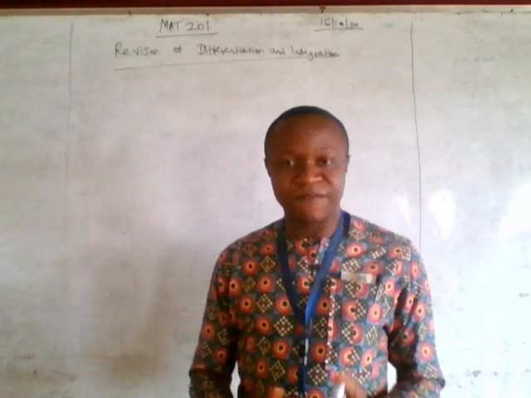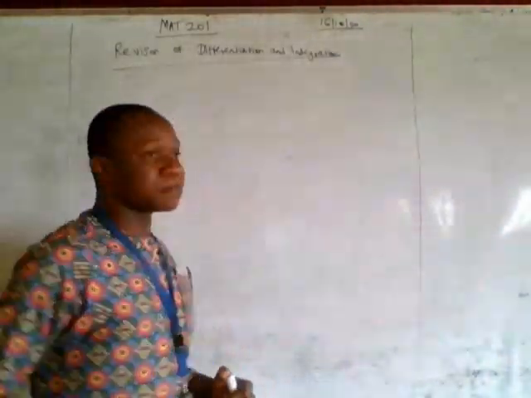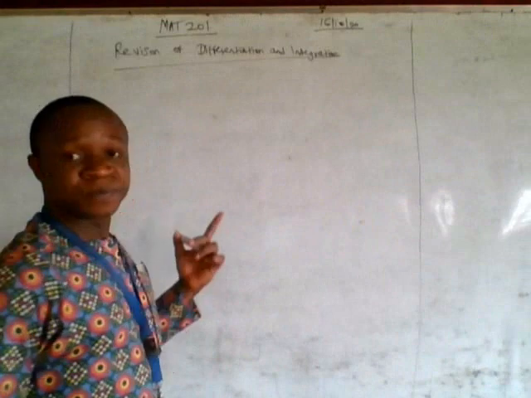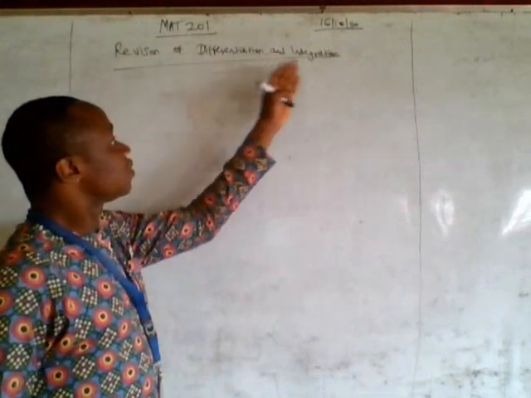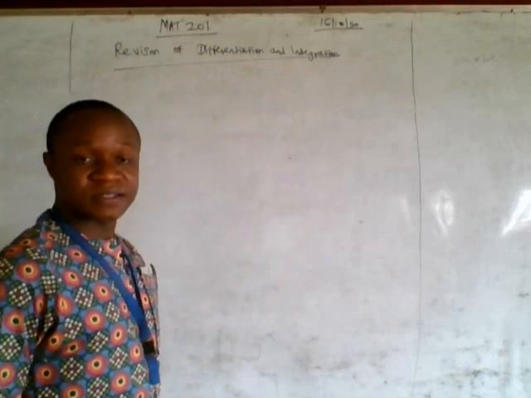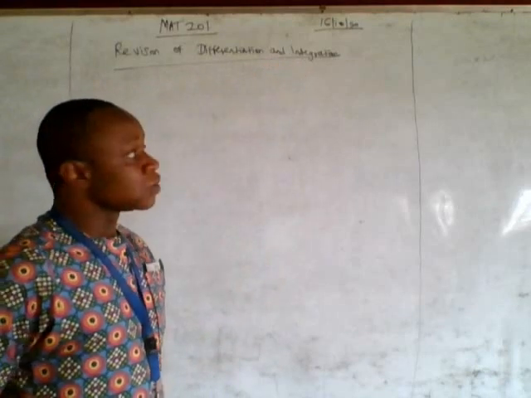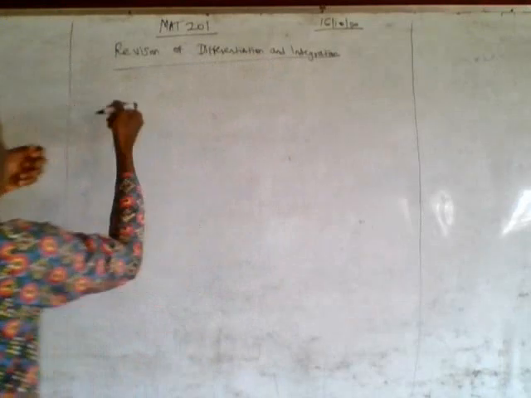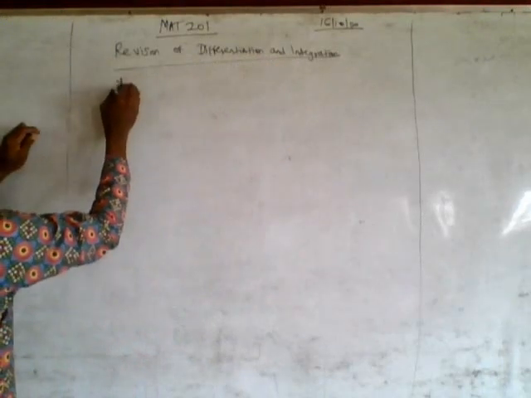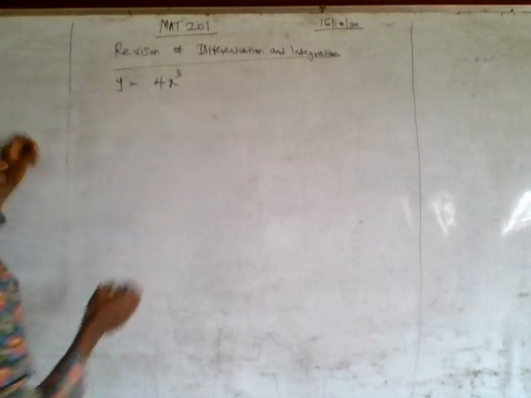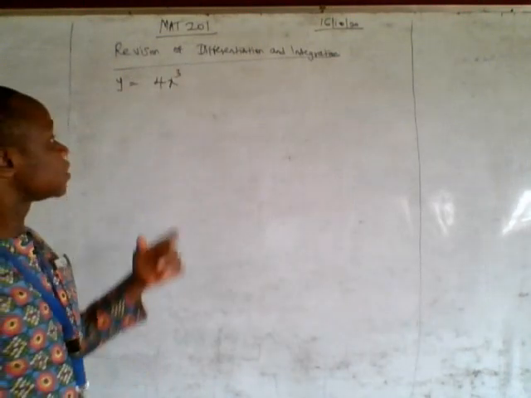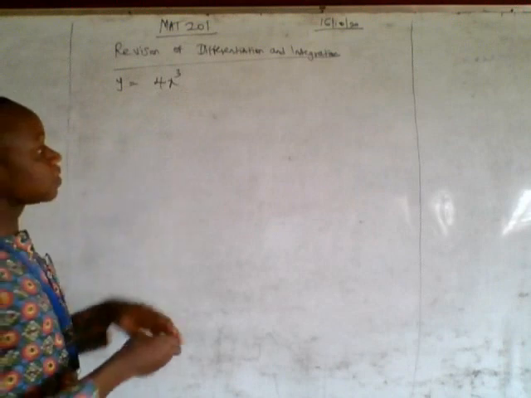The reason is that every topic we will come across in maths methods has something to do with differentiation, and they go hand in hand. That's differentiation and integration. So we start with differentiation. It is the rate. If you are given a function y equal to 4x cubed, and we want to look at the rate at which y changes with respect to x.